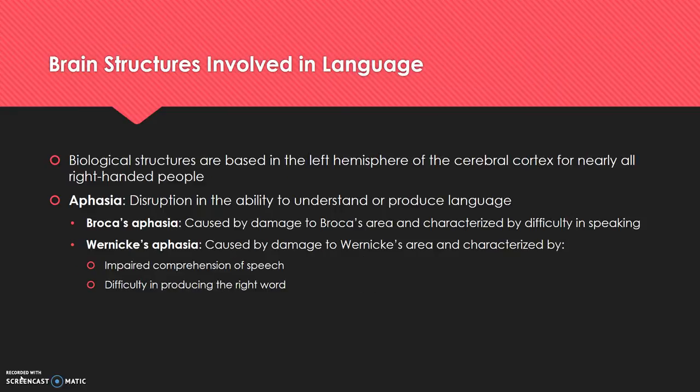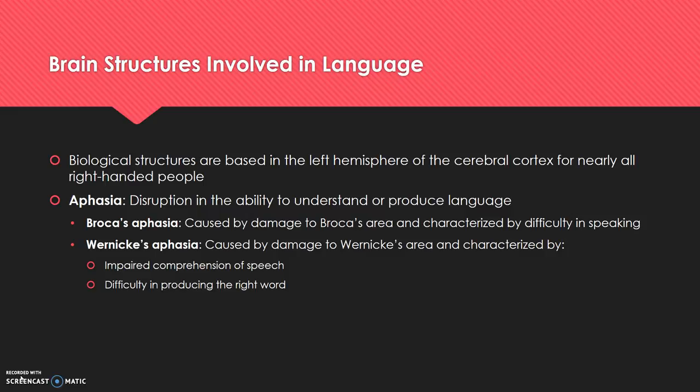Now, some biological roots of language. We know, if we look at the left hemisphere for nearly all right-handed people, and for 2 out of every 3 left-handed people, language relies predominantly in the left hemisphere. So most of the human population, language is prominent in the left hemisphere. Now, in the left hemisphere, there are 2 areas that are most involved with speech. We have Broca's area and we have Wernicke's area.